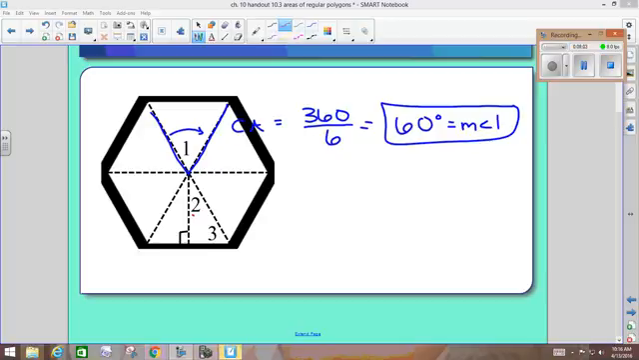Angle 2 is formed between the apothem and the radii, so that's going to bisect your central angle. So what's the measure of angle 2? 30. 60 divided by 2 is 30. So now I have 30, 90. What does angle 3 have to be? 60.